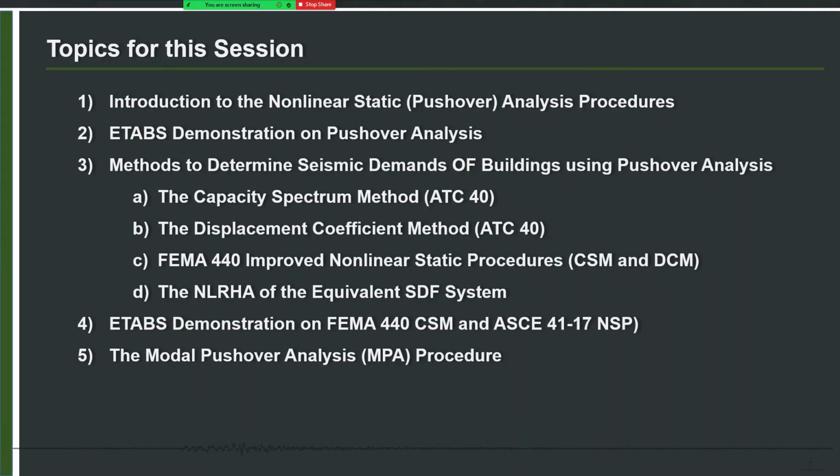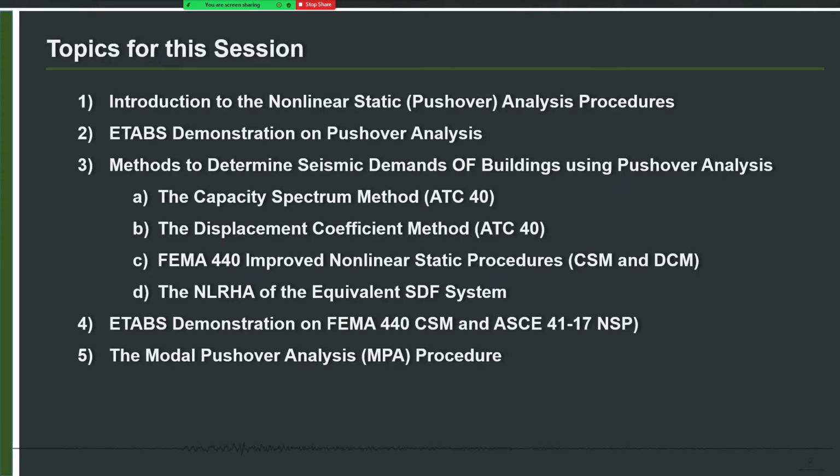So my plan is to start with an introduction of what the pushover method is, and then we will cover two conventional first mode based pushover methods, and then at the end we will extend that to multi-mode pushover analysis, called modal pushover analysis. So modal pushover analysis is applicable to high-rise buildings, and in fact it is not one method, there are several types of similar methods, and they all are applicable to high-rise buildings.